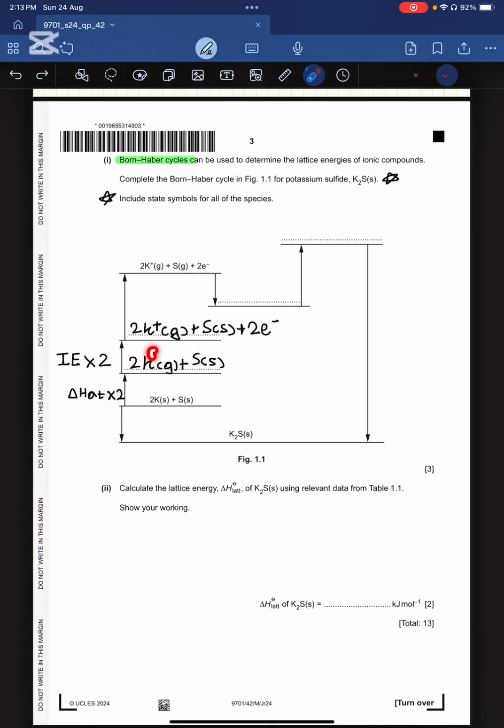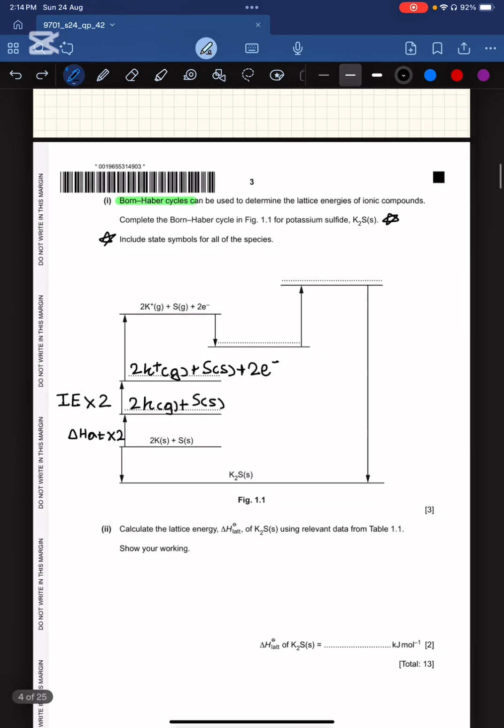If I say to go from 0 to 2 plus, then it would be first ionization energy plus second ionization energy because now I have lost 2 electrons. But here I've only lost 1 electron per mole. So that is first ionization energy multiplied by 2. Now I have taken care of potassium. I have lost the 2 electrons from potassium.